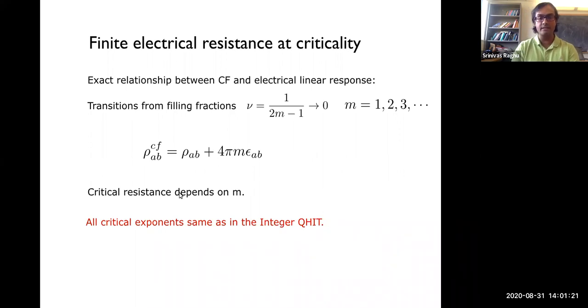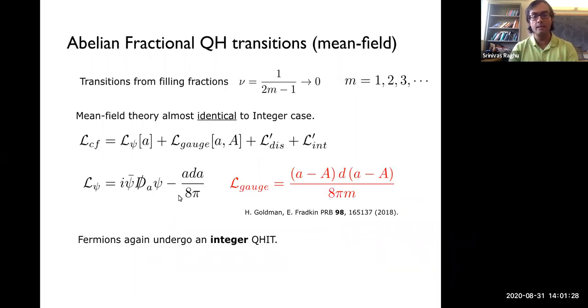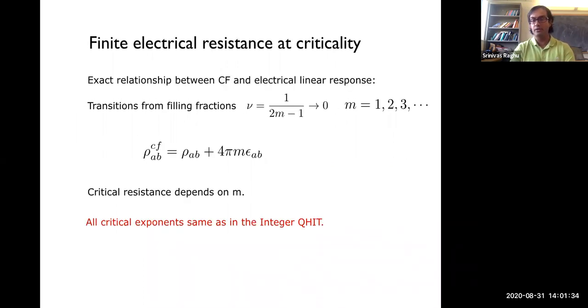M enters in that dictionary to relate the two resistivity tensors, but the mean field exponents are determined only by the matter fields undergoing an integer quantum Hall to insulator transitions. So we would expect the same exponents for integer and fractional quantum Hall transitions. Okay, and this is a sort of a trivial form of super universality.